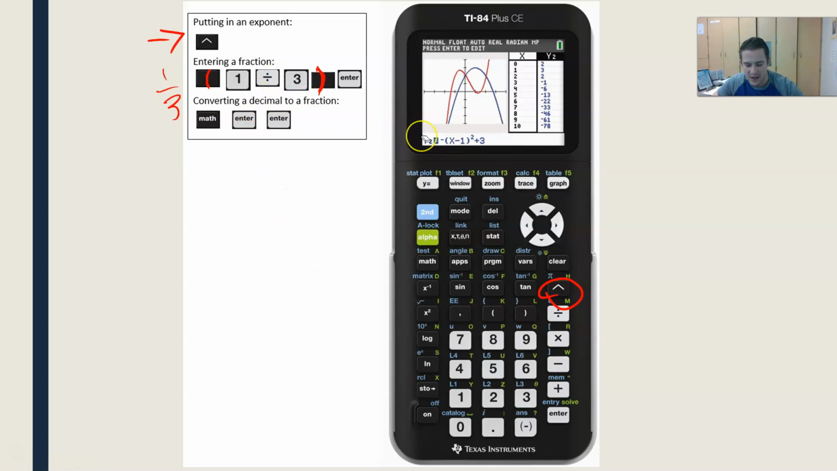Once you have a decimal, you can convert a decimal to a fraction by clicking Math, Enter, Enter. When you click the Math button on your calculator, it pulls up a fraction option, and you push Enter, Enter, and it'll convert it into a fraction. If you don't have a calculator like this, there are similar commands in other calculators, or if you're using Desmos or some online calculator, there will be similar commands for utilizing exponents and fractions.